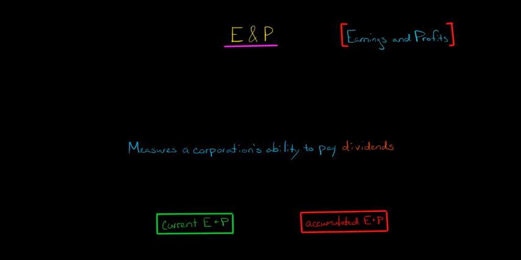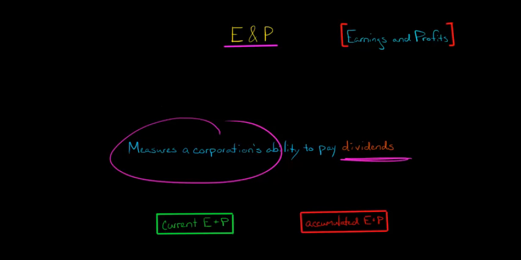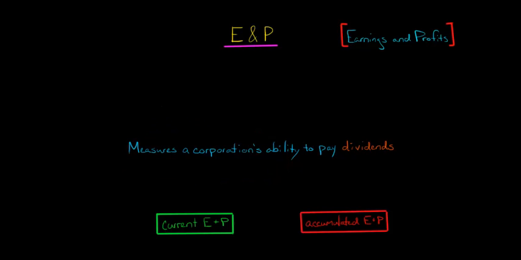In this video, we're going to talk about E&P, which stands for earnings and profits. E&P is not actually defined in the tax code, but it measures a corporation's ability to pay out dividends. It tracks a corporation over time and says, how much earnings and profits have you built up? If a corporation has $100,000 in earnings and profits, then when it makes a distribution to the shareholders, we could classify that as a dividend. We'll talk more about that in the videos to come.